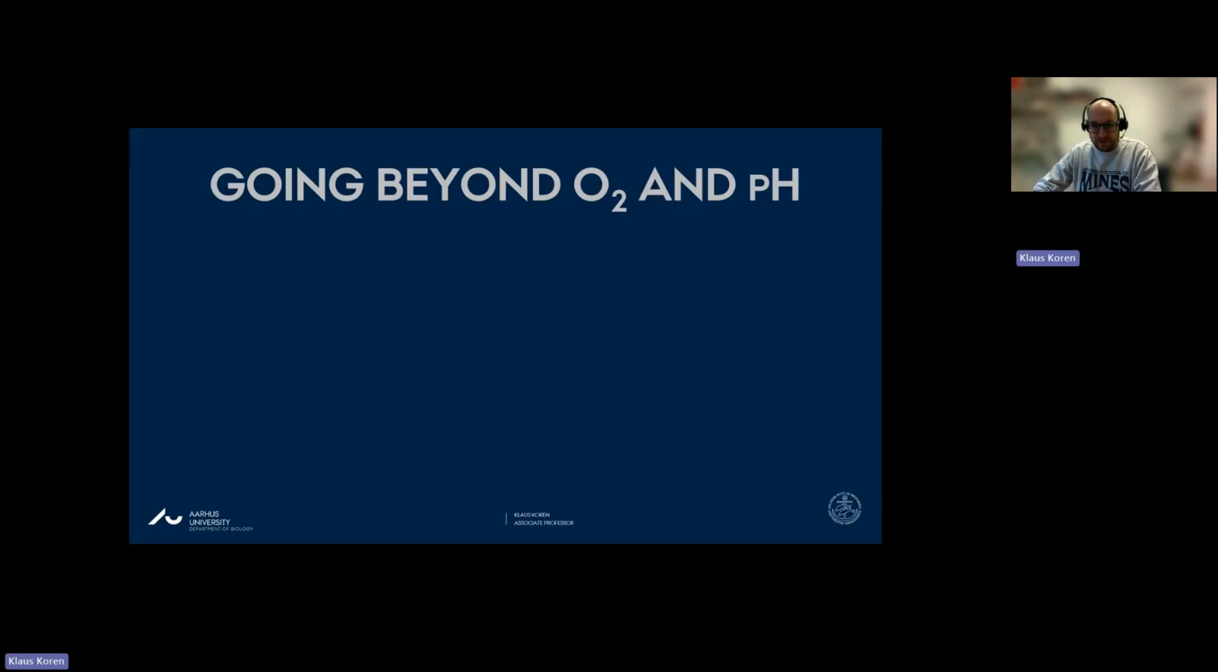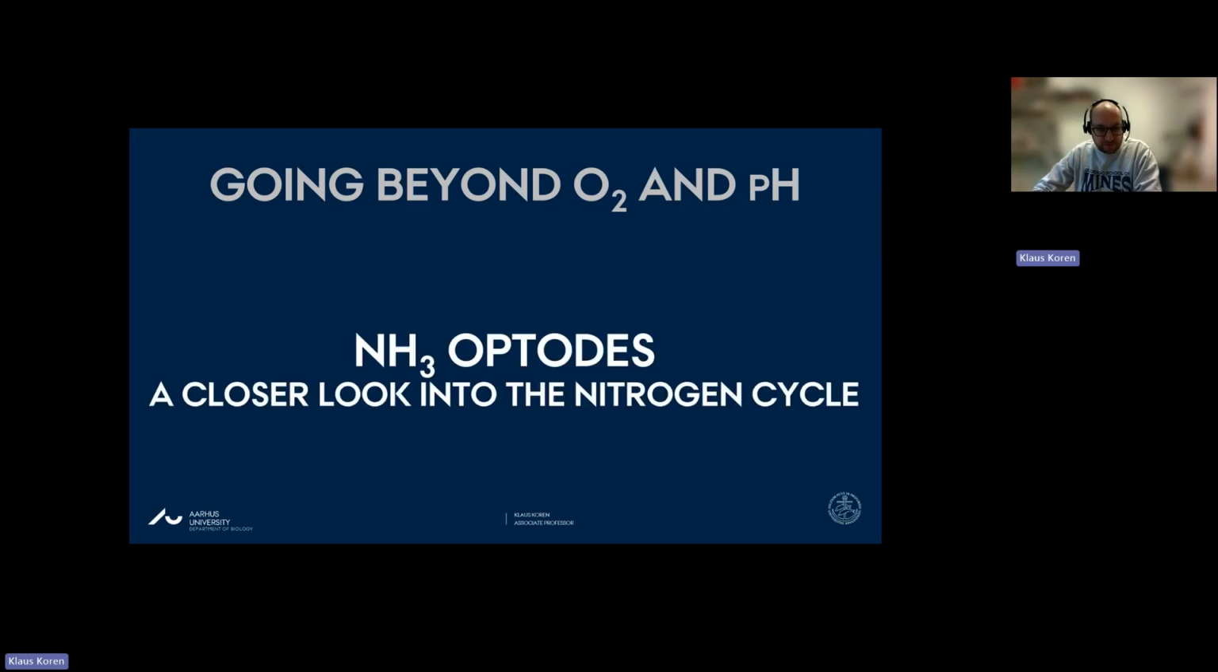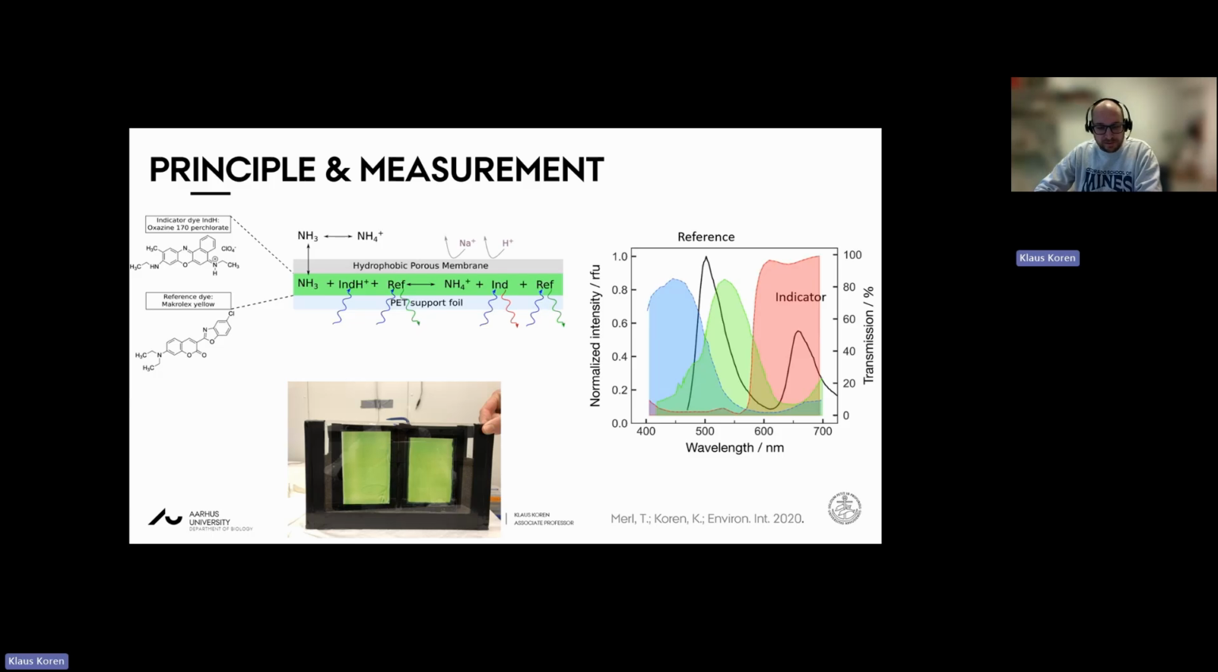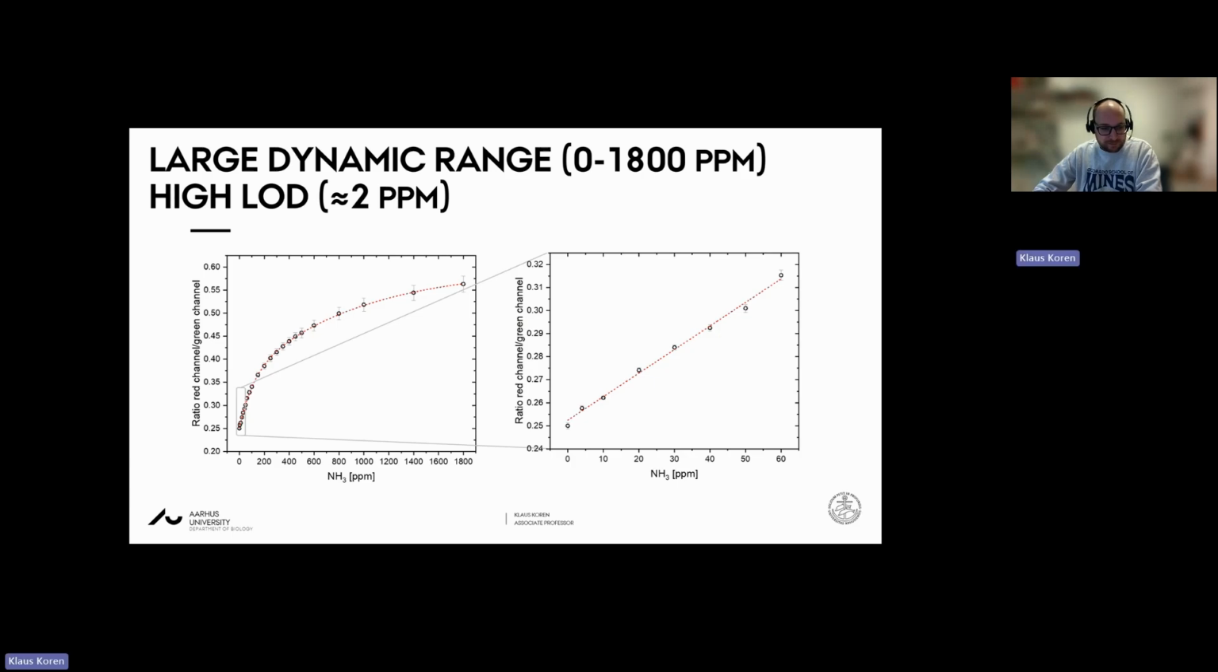Yes, oxygen and pH are just our kind of bread and butter. This is the stuff we do a lot, and it's the easiest in some way. But we also go beyond that, and one of the things we do is ammonia. So we developed an ammonia optode to look into the nitrogen cycle. It's published, so you can read up on how it works. It's based on a pH indicator and a gas permeable membrane. What's interesting is we can design it in a way that we can use a normal color camera to read it out, because one signal is changed by the ammonia concentration, while the other one is not. It has a very large dynamic range, but not a super low limit of detection.